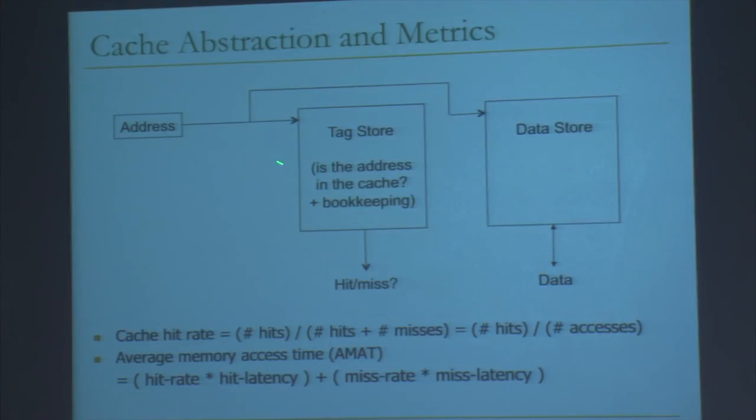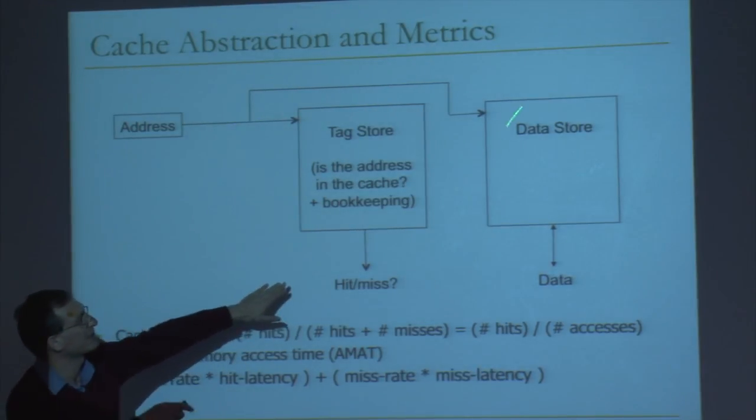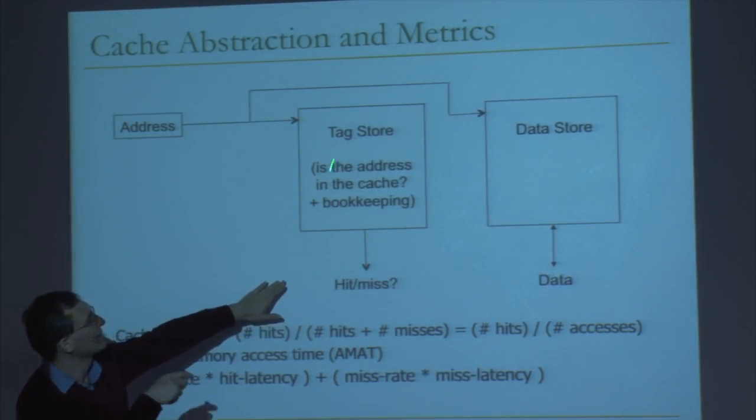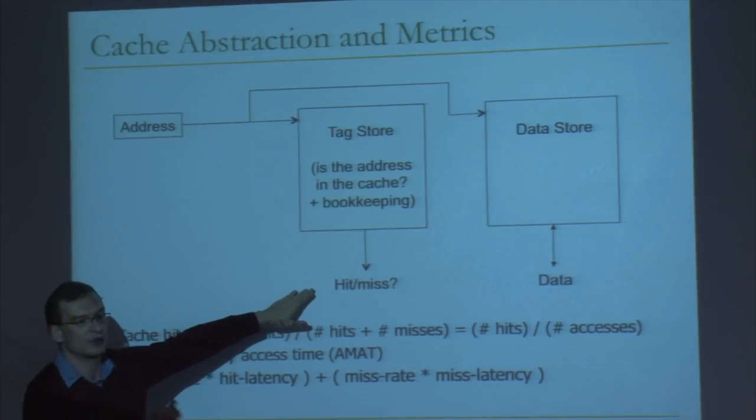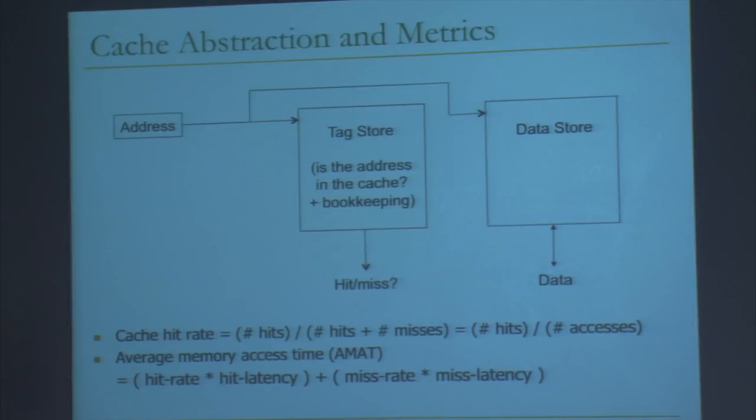In serial access, you could first access the tag store, determine if it's a hit or miss, and if it's a hit, only then you access the data store. Obviously, this increases the access latency on a hit, right? But it may save power, because for missing accesses, you don't access the data store unnecessarily. So you have all these design decisions.